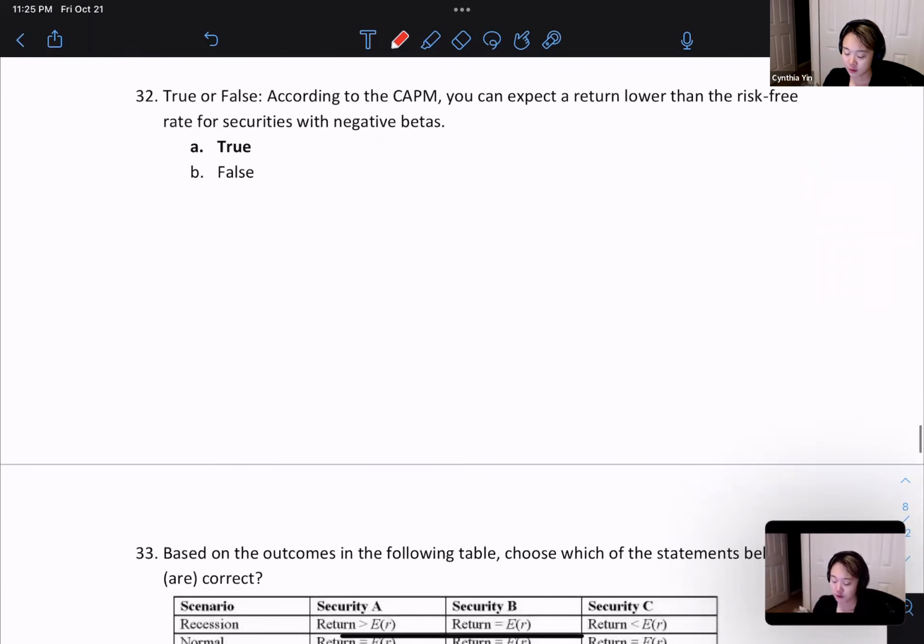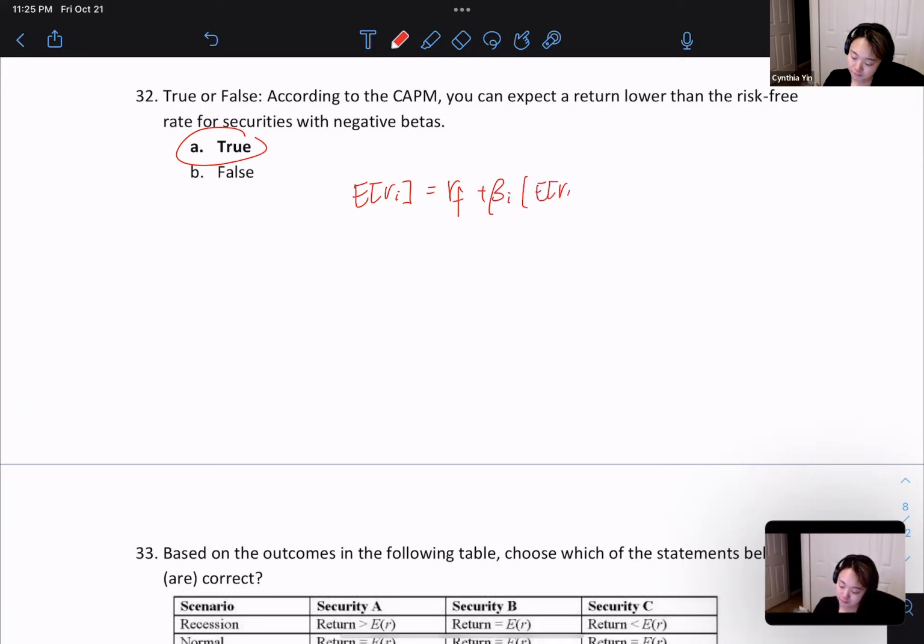True or false? 32. According to the CAPM, you can expect a return lower than the risk-free rate for securities with negative betas. That's true. So I'm pretty sure I mentioned this in class, but let me talk about it again. I remember I even stopped to ask you guys, okay, we know beta can be greater than 1, can be equal to 1, can be below 1, can it be negative? And the answer is yes.